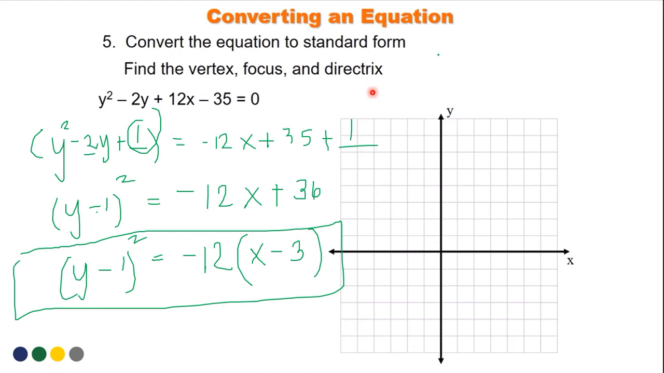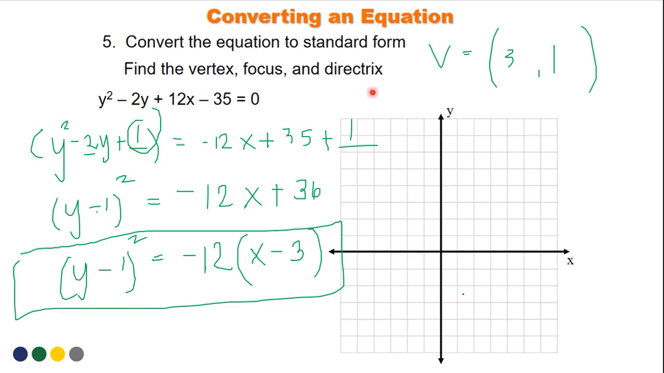Now, how do we get the vertex using the equation? Can you give me the vertex? 3 and 1, very good. It's 3 and 1. The counterpart of y is the value of k, and the counterpart of h is the value of x. As you can see, we did not change the sign. It is negative, that's why 3, 1.